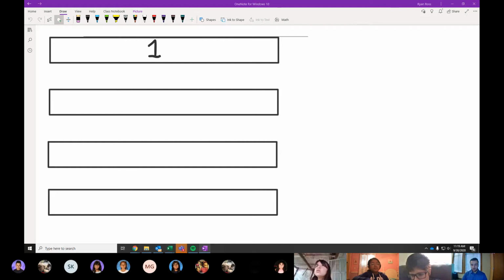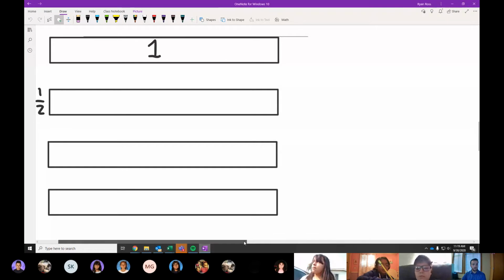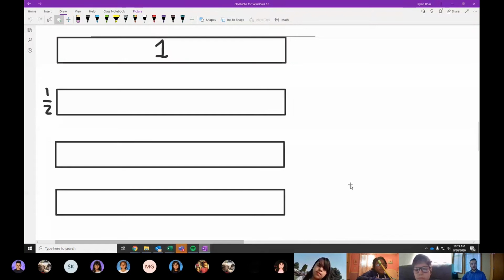So like I said, this top rectangle, I want you to put a big fat 1 there, because that's our unit rectangle. That represents 1 whole. We're not cutting it up at all. This is just 1. So what I want us to do in this next one here is cut it up into halves. Okay, I wrote a little 1/2 next to it. How could I cut this rectangle up into halves?